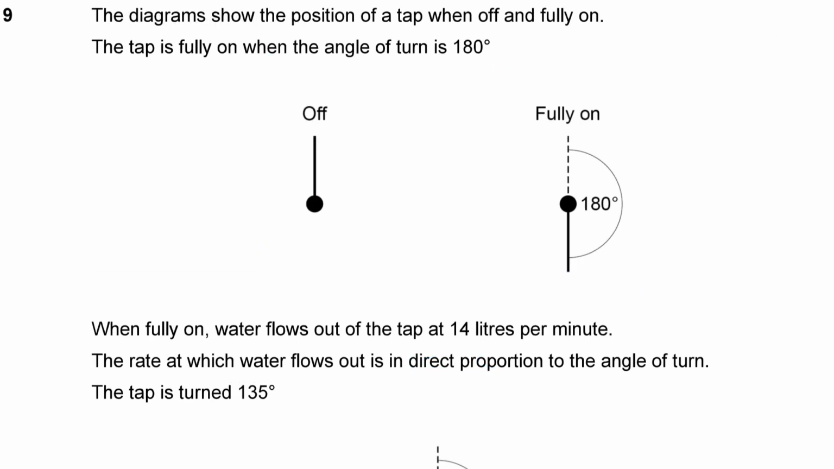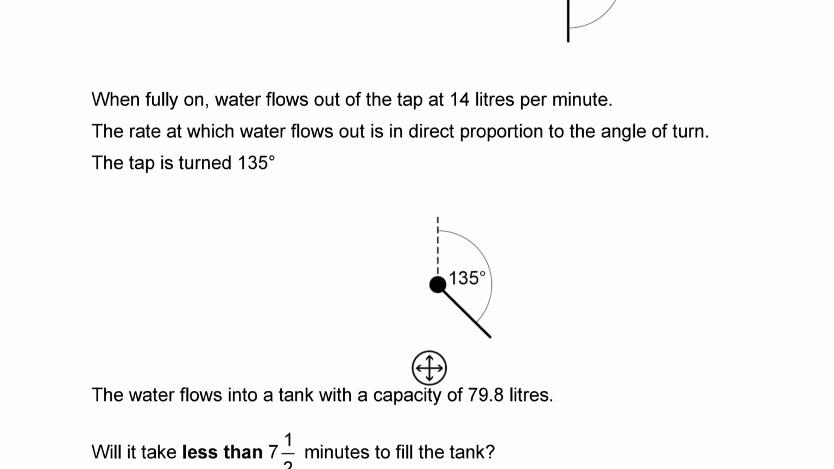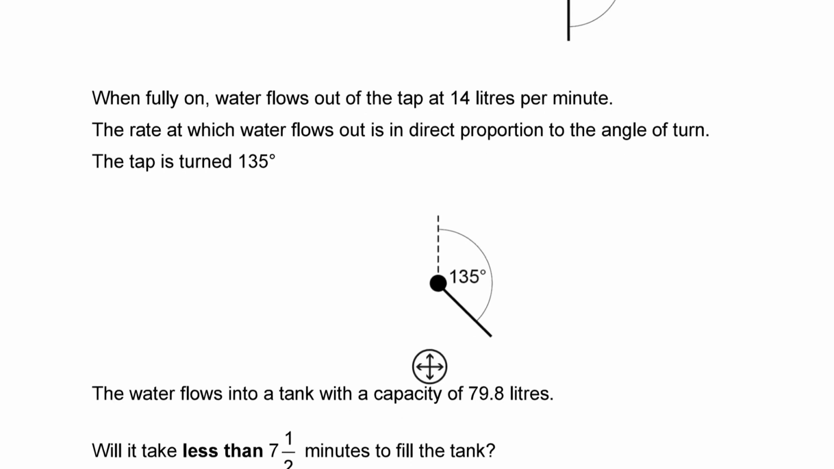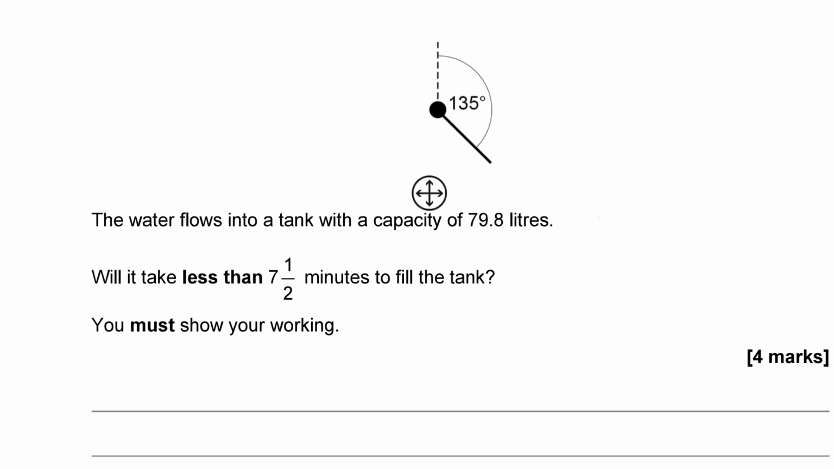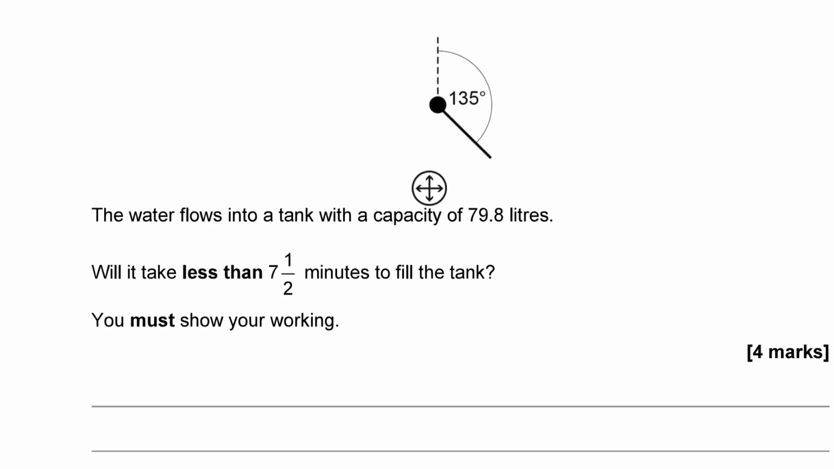15.5. Question 9. The diagram shows the position of a tap when off and fully on. The tap is fully on when the angle of turn is 180 degrees. So when it's pointing up, it's off, and when you turn it around to face downwards, it is fully on. So when fully on, water flows out of the tap at 14 litres per minute. The rate at which water flows out is in direct proportion to the angle of turn. So the tap is turned to 135 degrees and water flows into the tank with a capacity of 79.8 litres. Will it take less than 7.5 minutes to fill the tank? You must show your working.